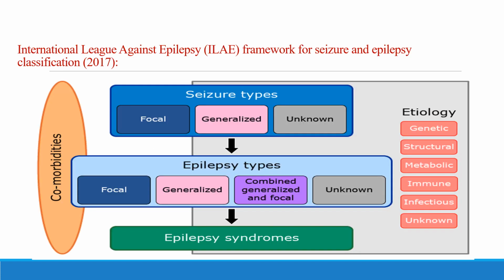According to the International League Against Epilepsy, seizure types are classified into focal, generalized, or unknown, and epilepsy types are classified into focal, generalized, combined generalized and focal, and unknown, with epilepsy syndromes. Different etiologies are proposed for seizures and include genetic causes, structural causes such as stroke, metabolic disorders, immune causes, infections, and could be unknown.